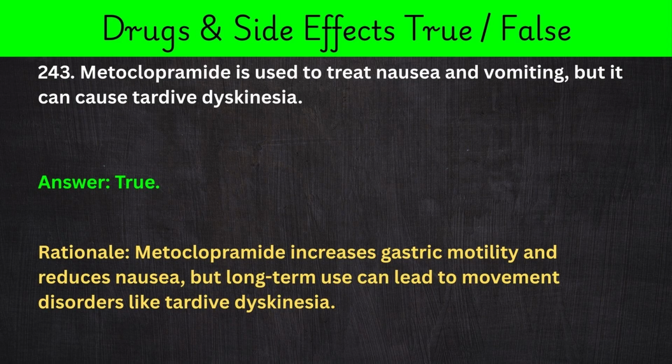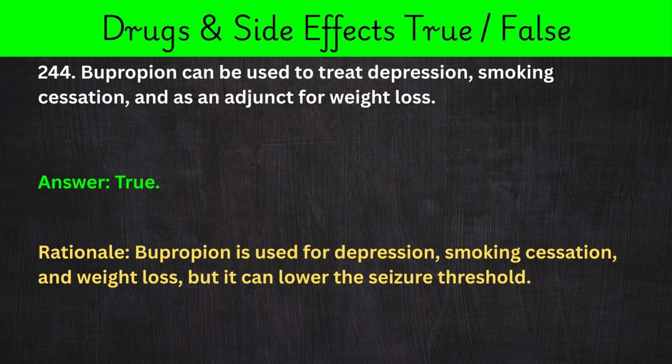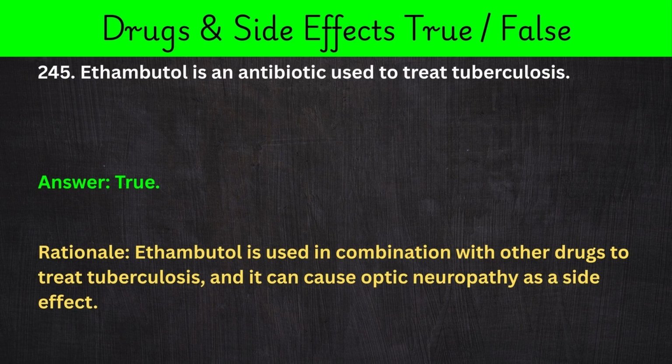243. Metoclopramide is used to treat nausea and vomiting, but it can cause tardive dyskinesia. Answer: true. Rationale: metoclopramide increases gastric motility and reduces nausea, but long-term use can lead to movement disorders like tardive dyskinesia. 244. Bupropion can be used to treat depression, smoking cessation, and as an adjunct for weight loss. Answer: true. Rationale: bupropion is used for depression, smoking cessation, and weight loss, but it can lower the seizure threshold.